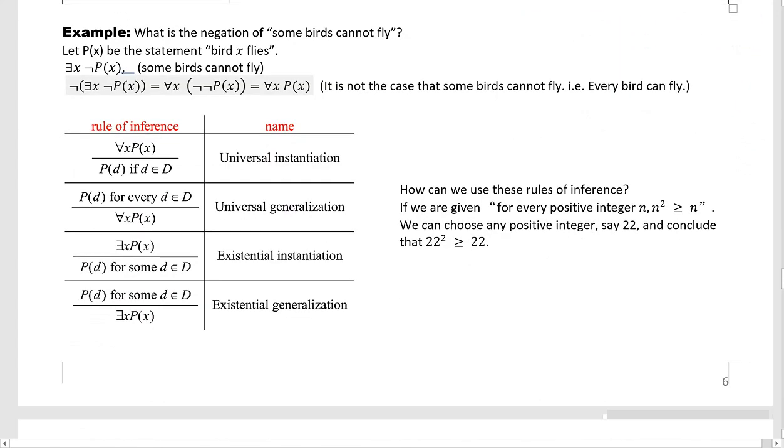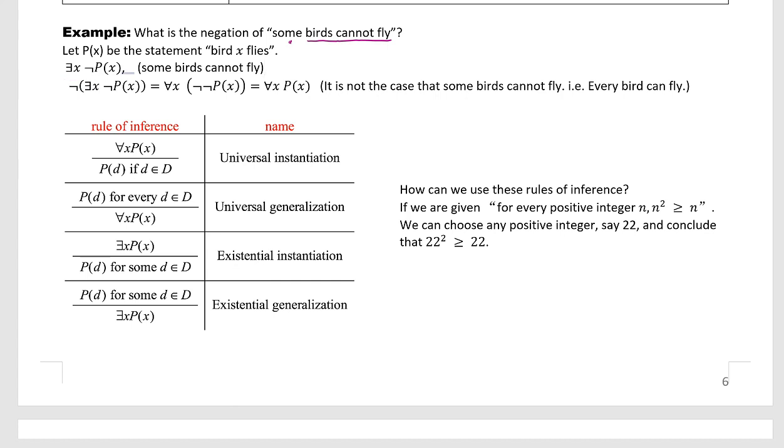Let's look at more examples. What is the negation of 'some birds cannot fly'? Let's pretend we don't have the answer here. Some birds cannot fly. So the propositional function is P of x: bird x flies. Then cannot is like not P. Some is there exists. So we have there exists x, not P of x.